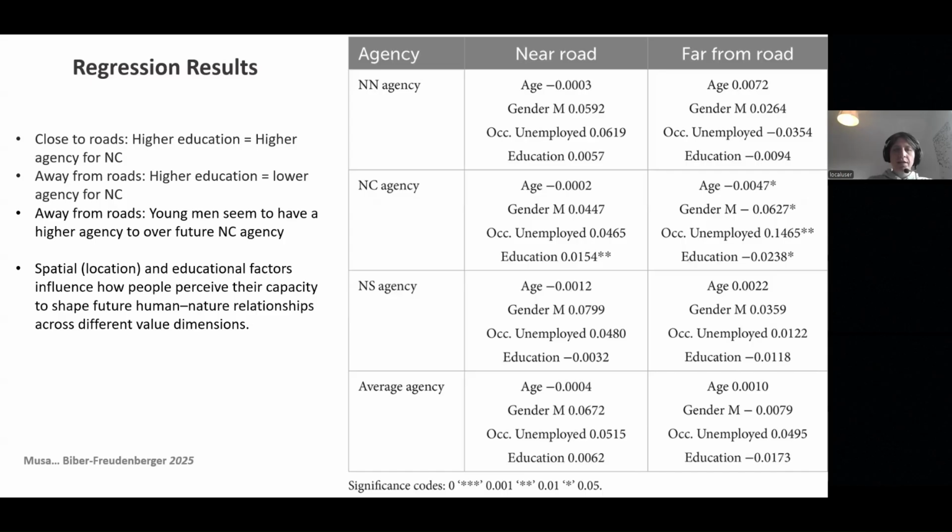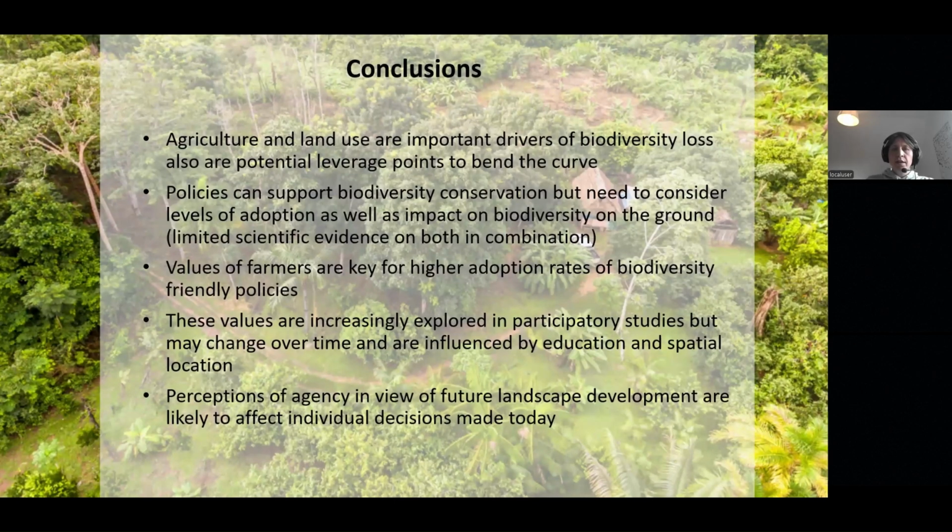It's important to consider this when we are thinking about what people value and why they actually value what they value. So let me now come to some of my conclusions. What we can say based on these studies, but also other studies, of course, is that agriculture and land use are important drivers of biodiversity loss, but also potential leverage points to bend the biodiversity loss curve that I talked about. Policies can support biodiversity conservation, but they need to consider the levels of adoption as well as the impact on biodiversity on the ground. And as we saw, there is limited scientific evidence on both in combination, and bringing that together can really help us to make reasonable choices about policies.